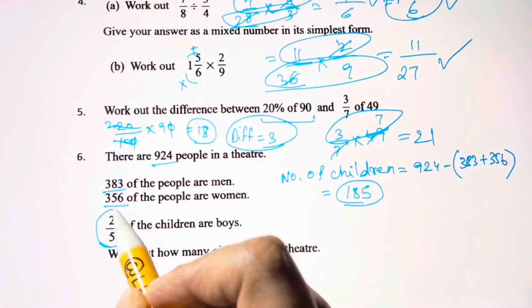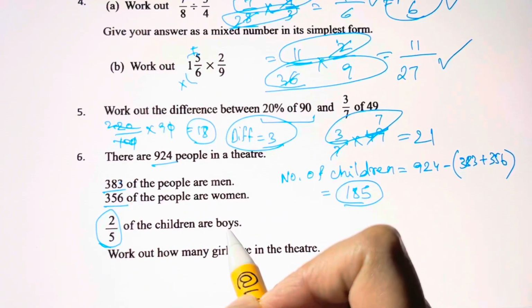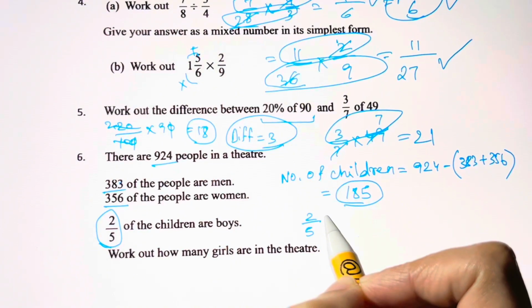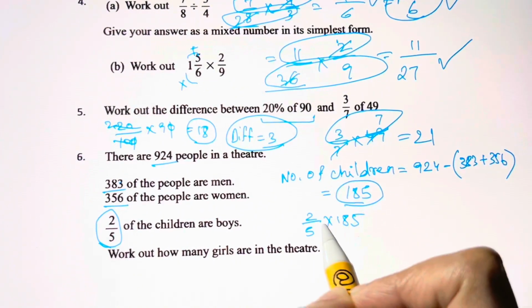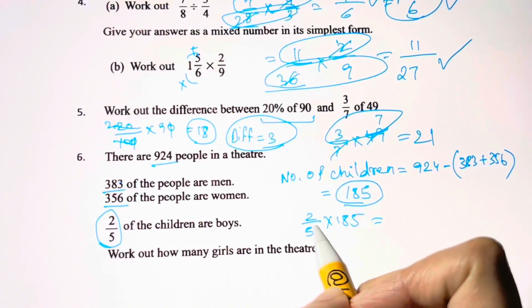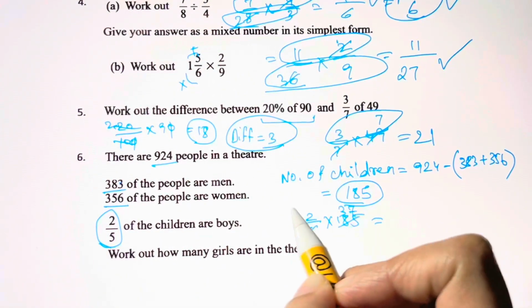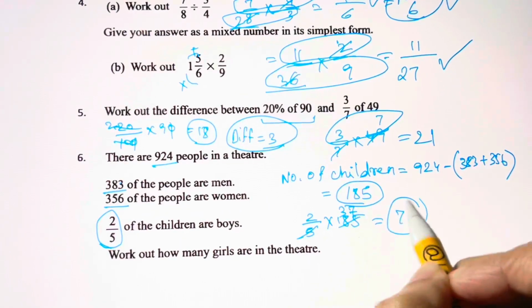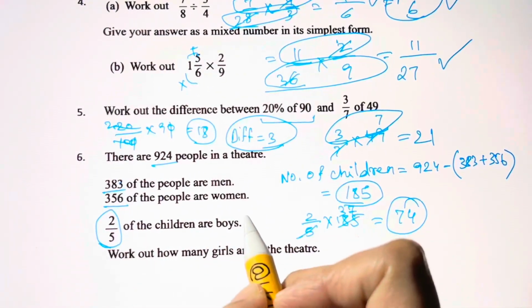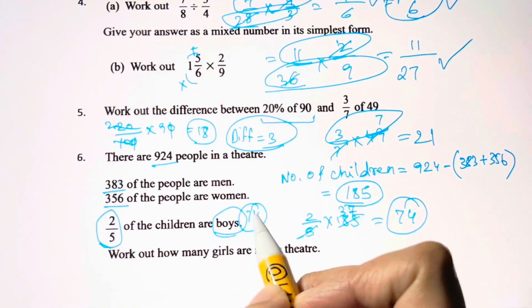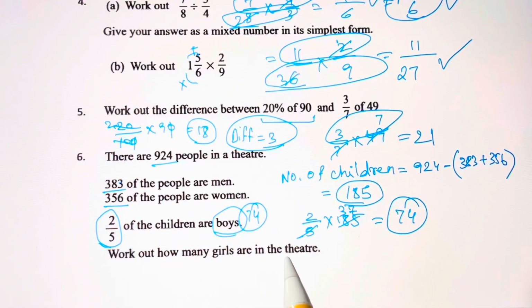Among them, 2/5 of the children are boys. So let's find out 2/5 of 185, that's 2/5 times 185. So when you calculate 5 times 3, 5 times 7. So 37 times 2 is equal to 74. That means 74 children are boys. Work out how many girls are in the theater.